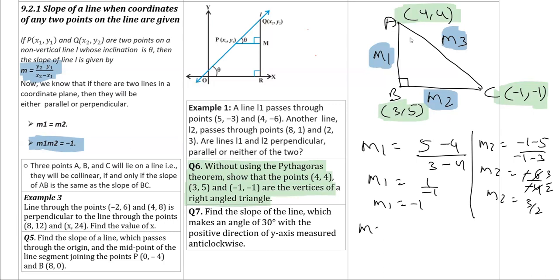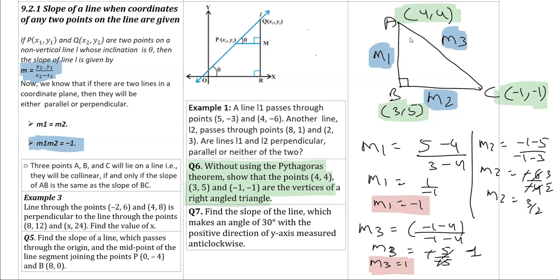Now if I get the slope of the third, that is M3 here, it is y2 minus y1, that is minus 1 and minus 4, divided by minus 1 and minus 4. So M3 here is minus 5 over minus 5. They get cancelled, and again we are getting 1. So we got M3 as 1. Now check here. We have M3 as 1 and M1 as -1.